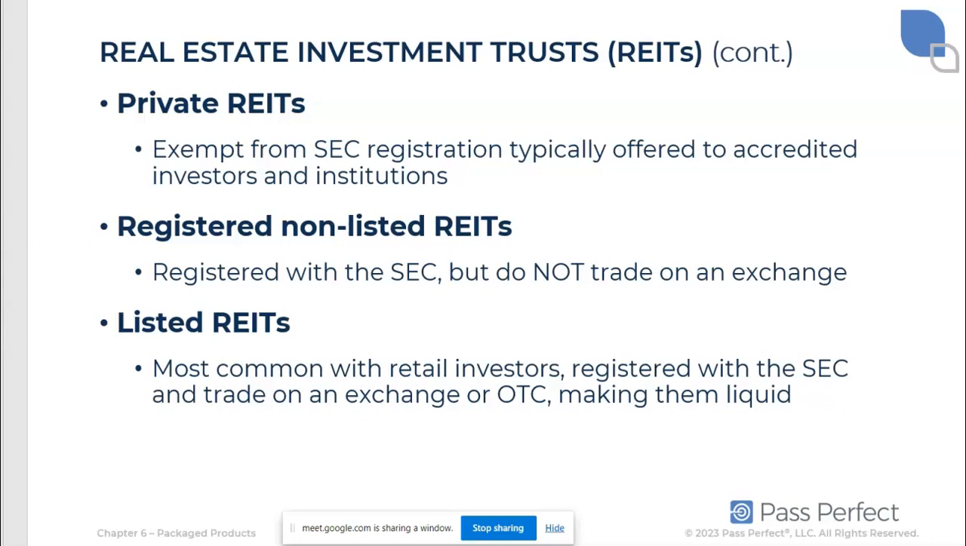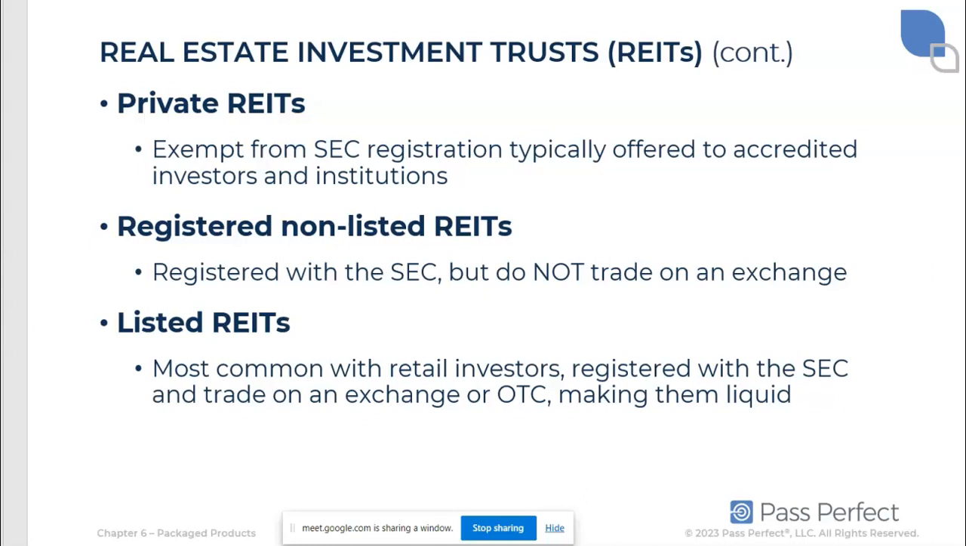Most of them are public REITs, which means they're bought, sold, and traded publicly on a stock exchange. But there are private REITs. They're organized as private placements, like under Regulation D, which makes them exempt from registration with the SEC and typically just offered to accredited investors. Remember, those are people who meet certain financial conditions. Institutional investors, meaning financial institutions, also meet the definition of an accredited investor.